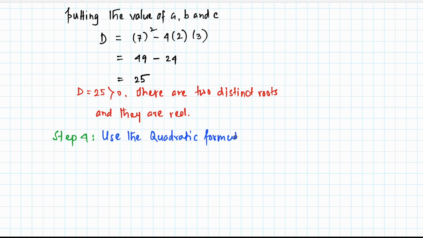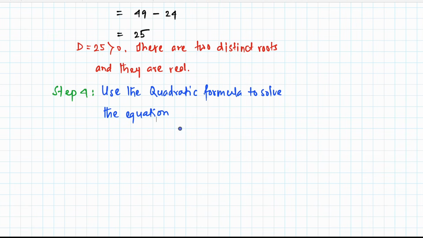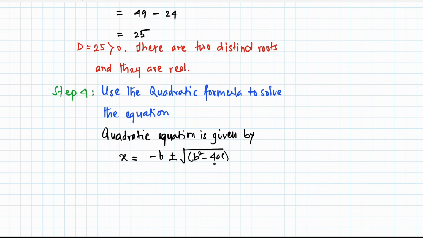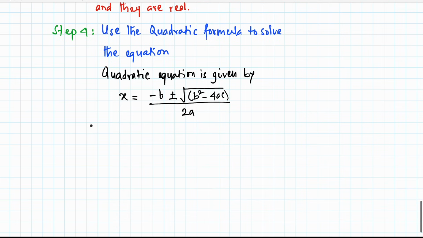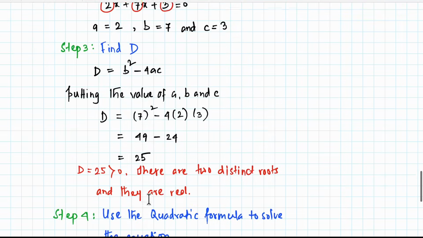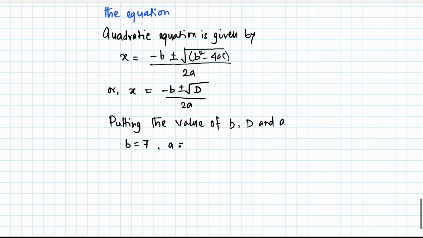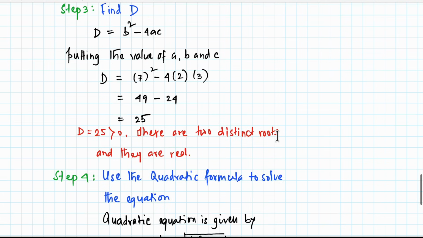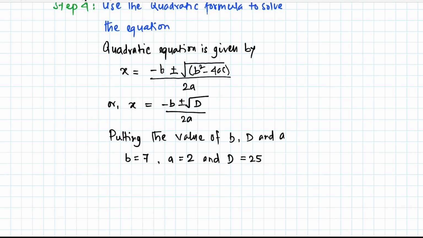Step 4, use the quadratic formula now to solve the equation. We know the quadratic formula is given by x equal to minus b plus minus root over b square minus 4ac by 2a, or x is equal to minus b plus minus root over d by 2a. Now putting the values of b, d and a in the formula. So b is equal to 7, a is equal to 2 and d is equal to 25. So we have got all these values.